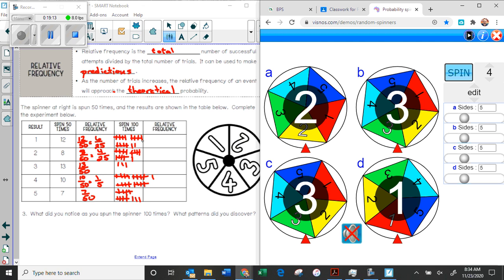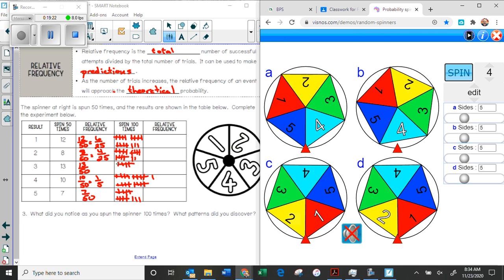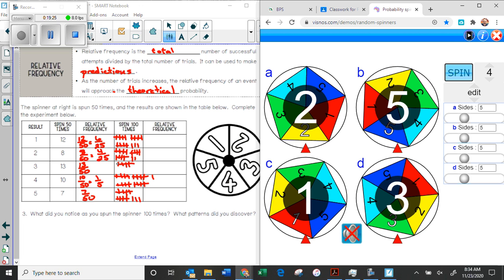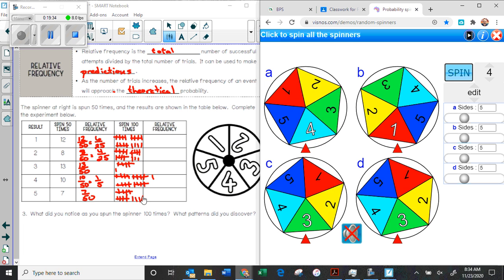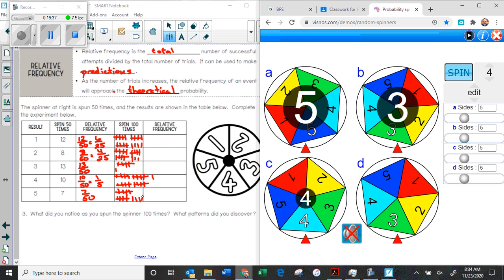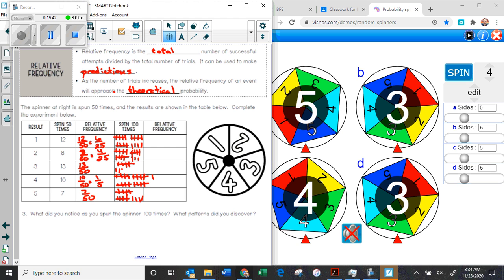1, 2, 3, 3. Yay for the 3. 1, 2, 3, 5. Gotta be getting close. 3, 3, 4, 5. So let me count again.